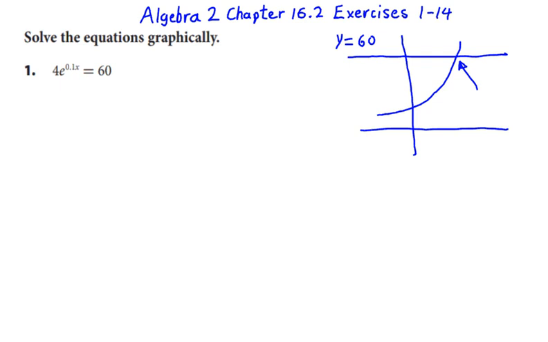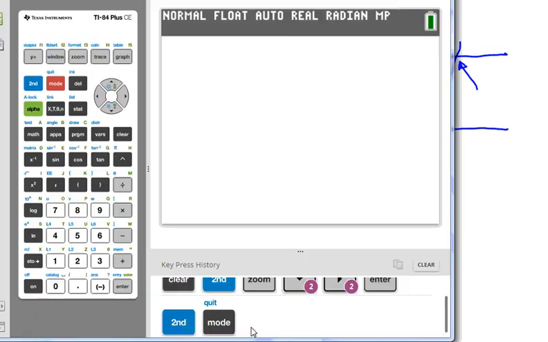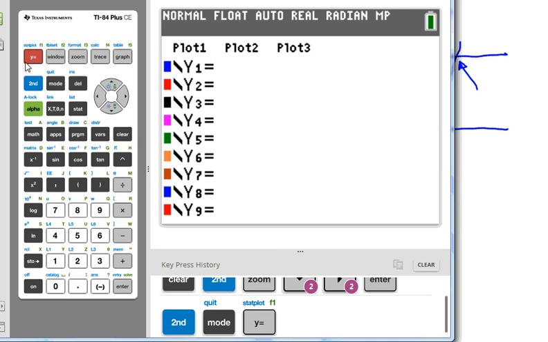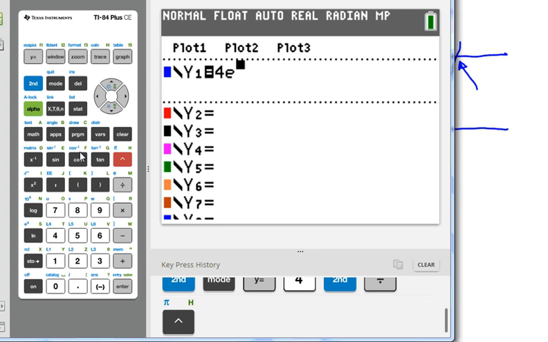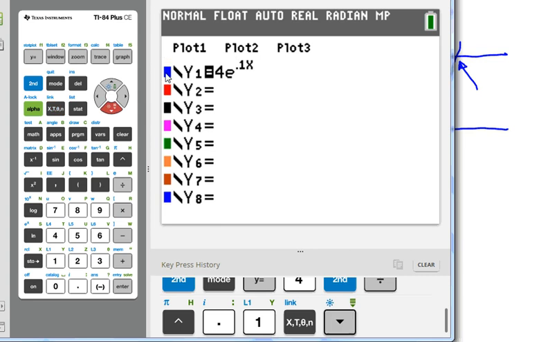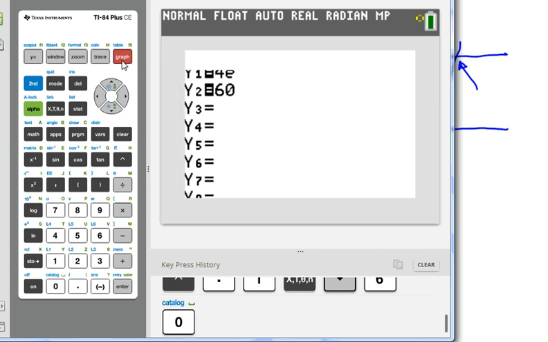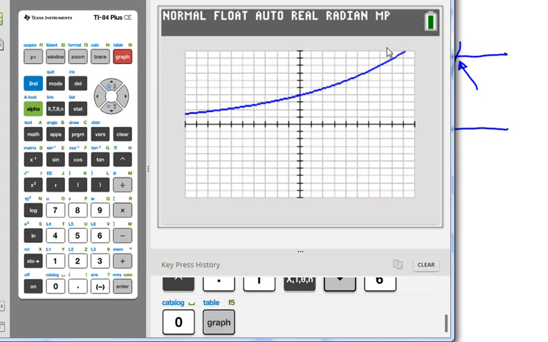So I go to my TI-84 CE calculator and enter the left side of the equation, which is 4e, and e is Euler's number, which is approximately 2.718, to the power of 0.1x. That's going to be one side of the equation. The other side of the equation is 60. If we graph, we see the first equation here, but we do not see the second.